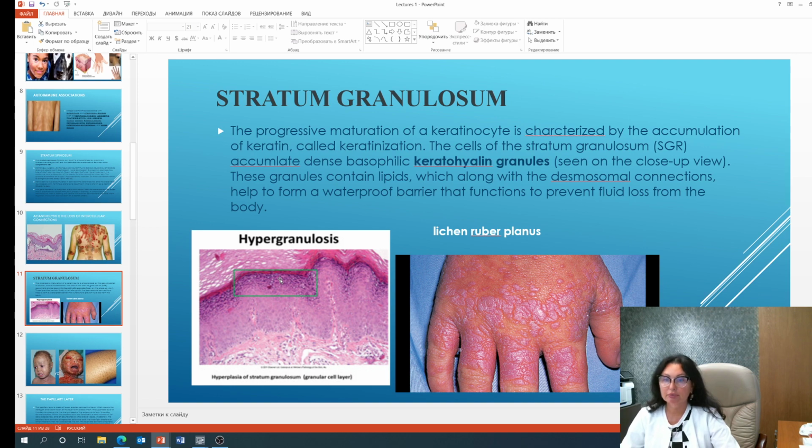People with hypergranulosis have a special disease called lichen ruber planus, or lichen planus, which clinically looks like formation of a lot of papules in favorite parts of the body, wrist, palm, and other areas, and involves mucous membranes too.